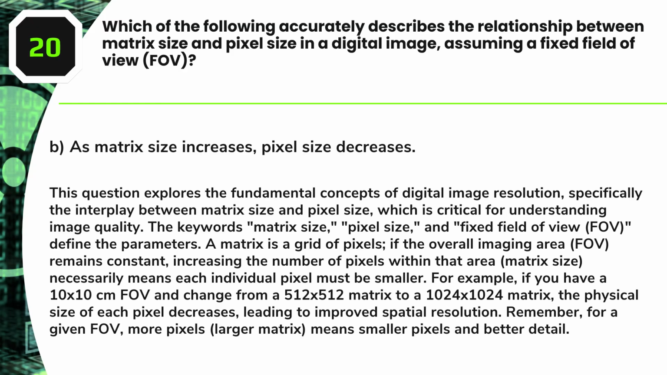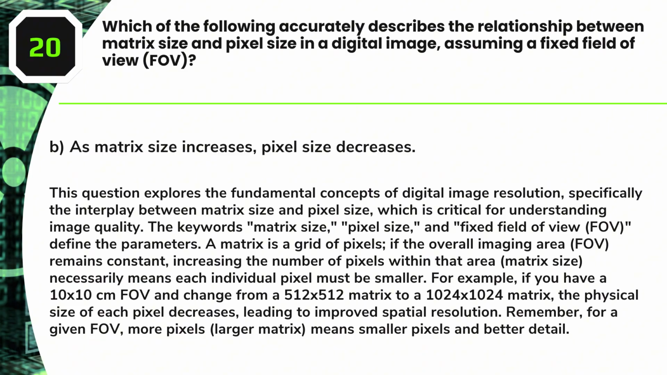Answer, B. As matrix size increases, pixel size decreases. This question explores the fundamental concepts of digital image resolution, specifically the interplay between matrix size and pixel size, which is critical for understanding image quality. The keywords matrix size, pixel size, and fixed field of view, FOV, define the parameters. A matrix is a grid of pixels.